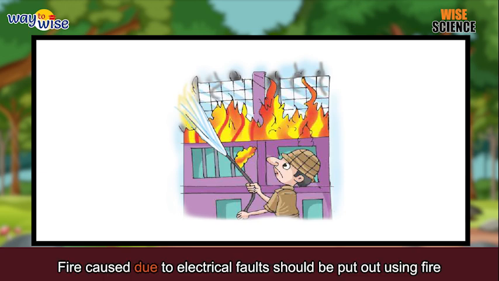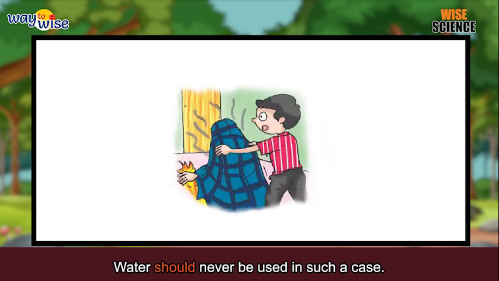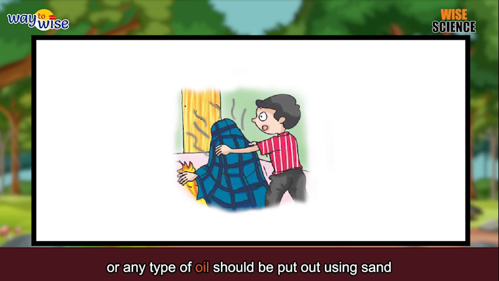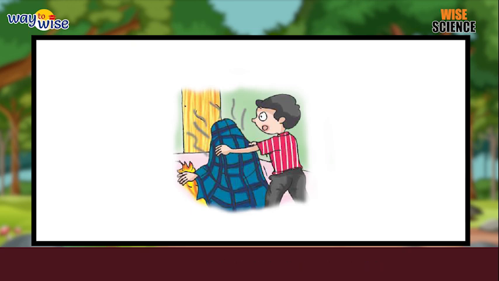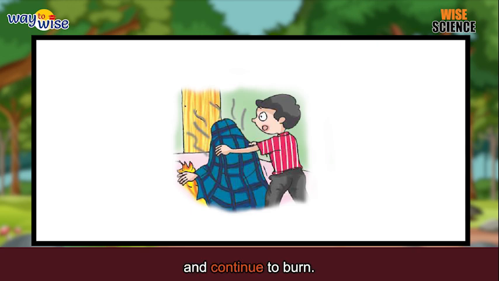Fire caused due to electrical faults should be put out using fire extinguishers or sand. Water should never be used in such a case. Water conducts electricity and you can get an electric shock. Similarly, fire caused due to burning of kerosene or any type of oil should be put out using sand and not water. Water cannot be used as the oil would simply float to the surface and continue to burn.